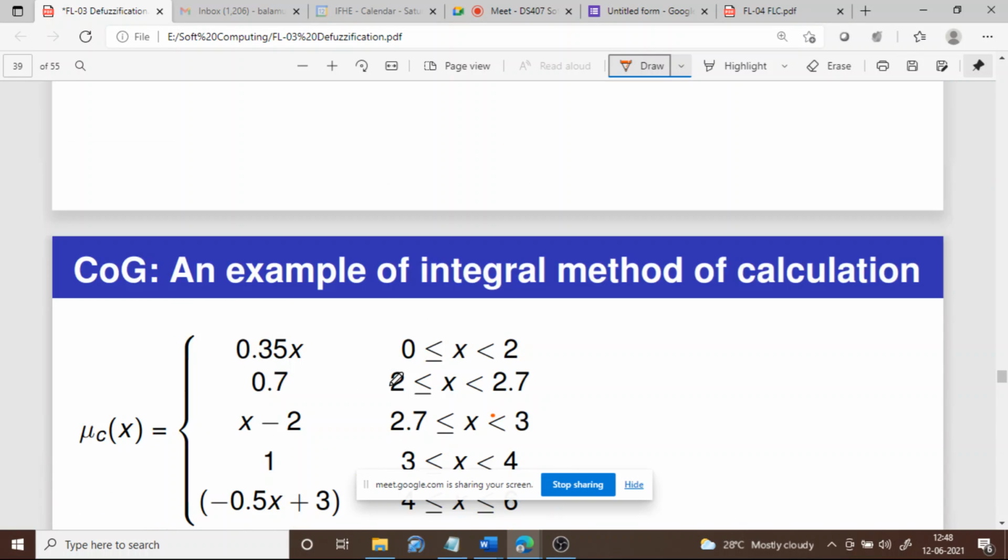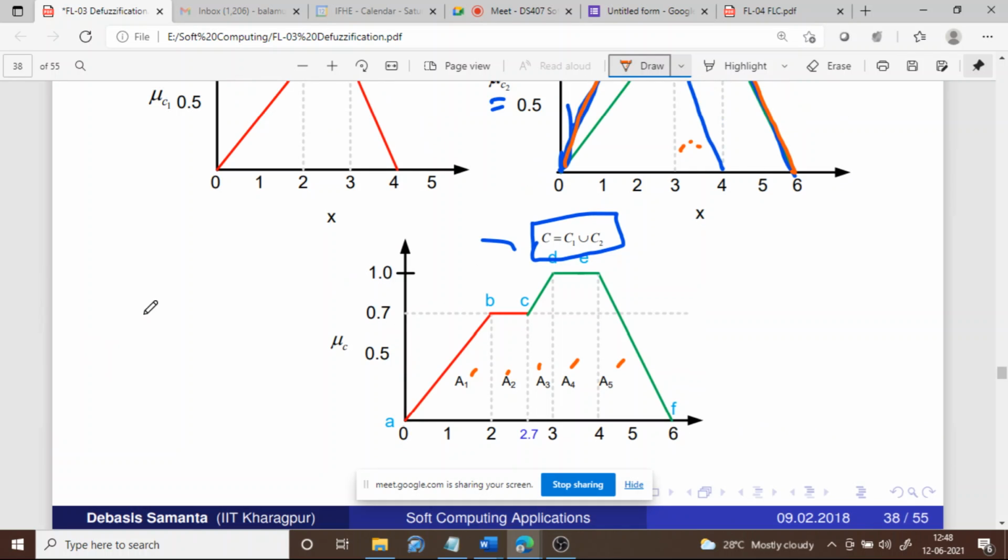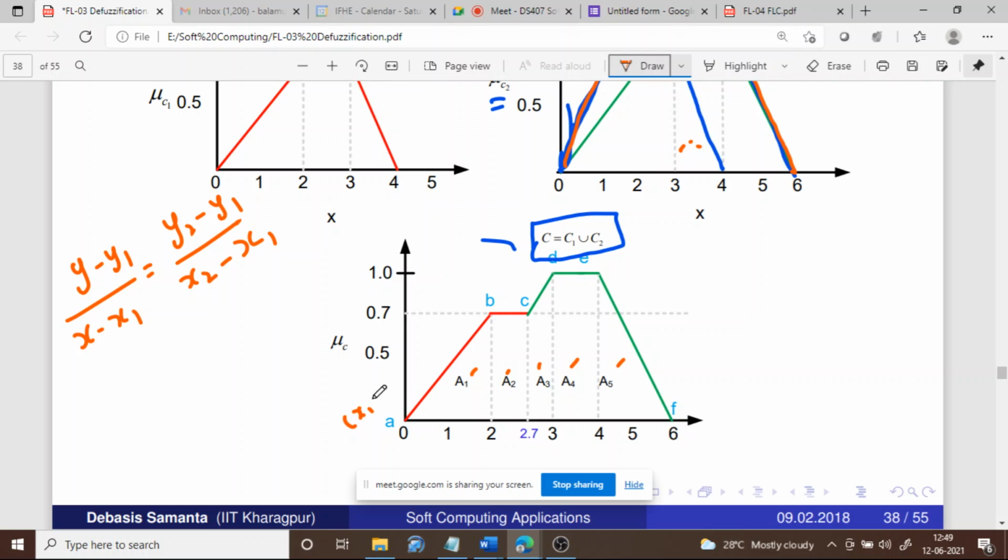So here actually we are using the line equation. The line equation, you might be knowing: y minus y1 divided by x minus x1 equals y2 minus y1 divided by x2 minus x1. So first we are going to calculate the area falling under this particular line. This is x1 y1, and this is x2 y2.